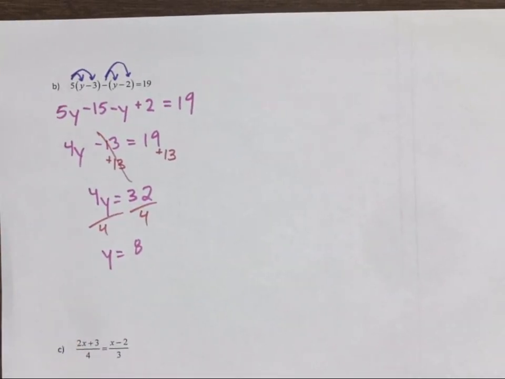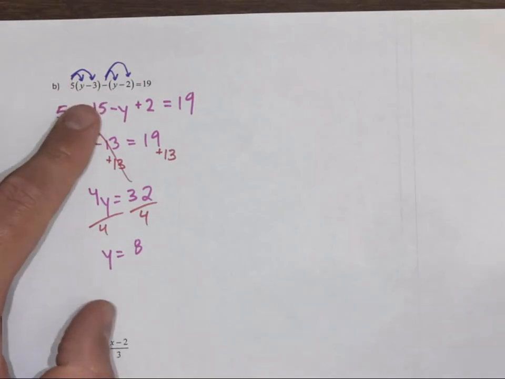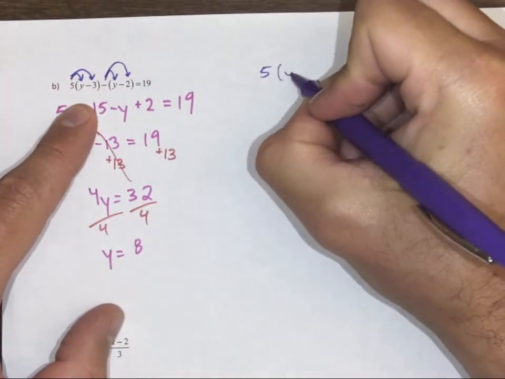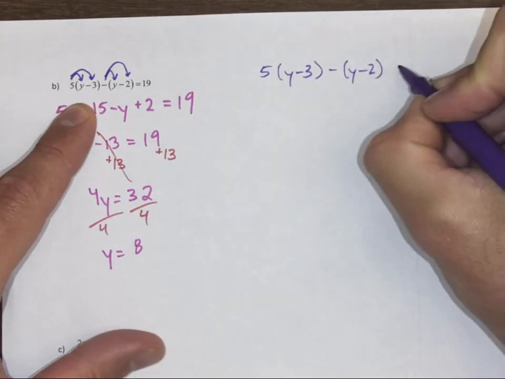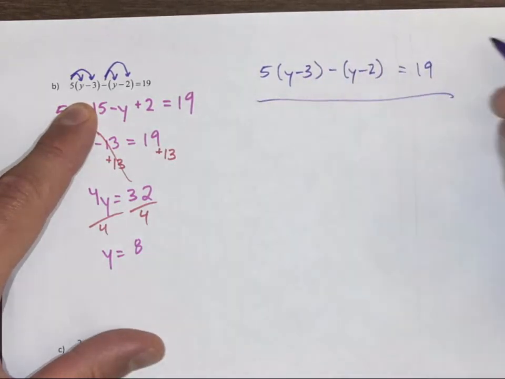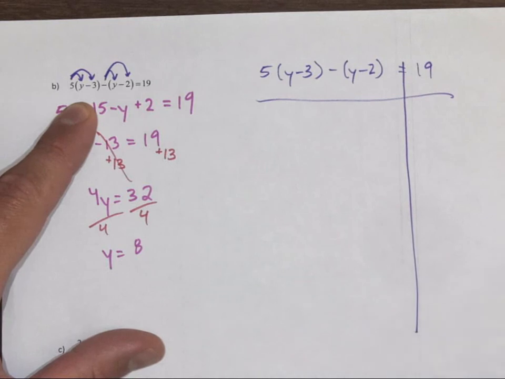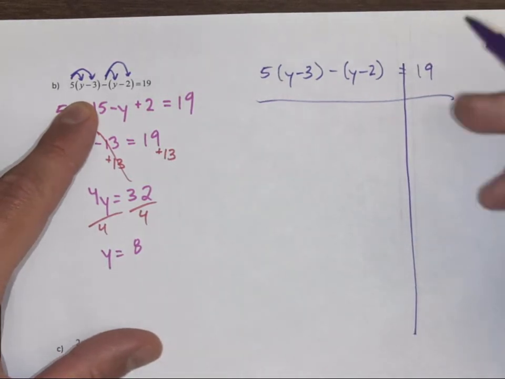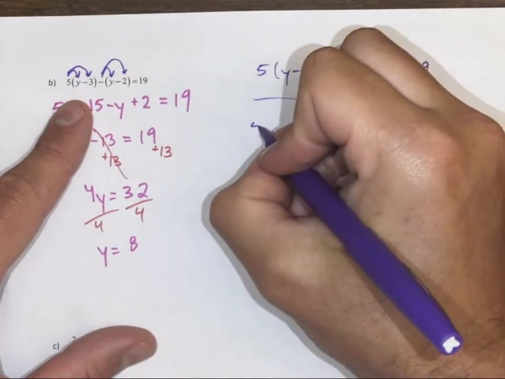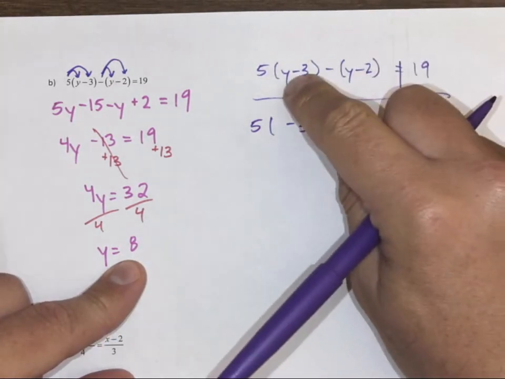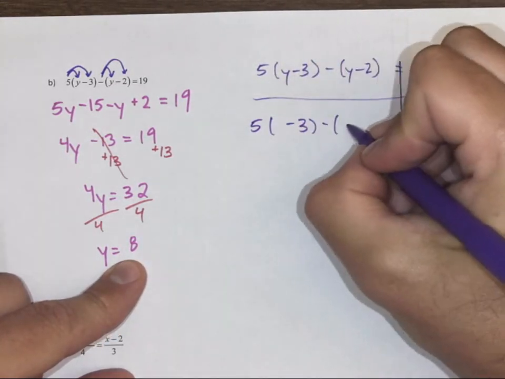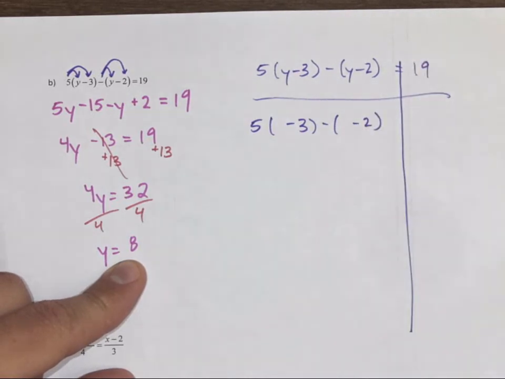If I need to check, do the exact same thing. Rewrite my entire equation. Underline, find the equal sign, drop it. On the right side, that's already 19. It's taken care of. On the left side, we're going to put in 8 everywhere y is found.